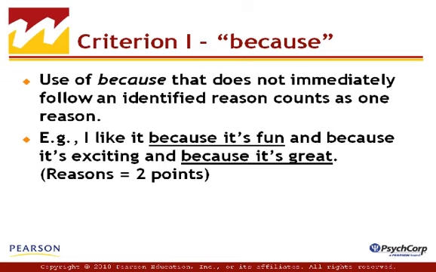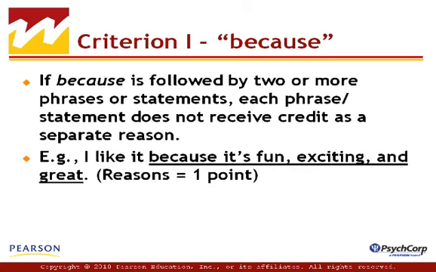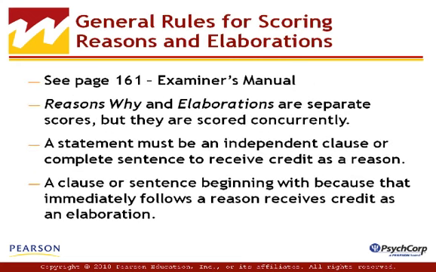I'm going to show you an example of this when I show you an actual essay, but this second because here is actually scored as an elaboration. So you want to look to see if because immediately follows the reason. And if that is the case, the first use of because is scored as a reason. The second is scored as an elaboration. The other thing, let me skip this and I'll show you on a different page.